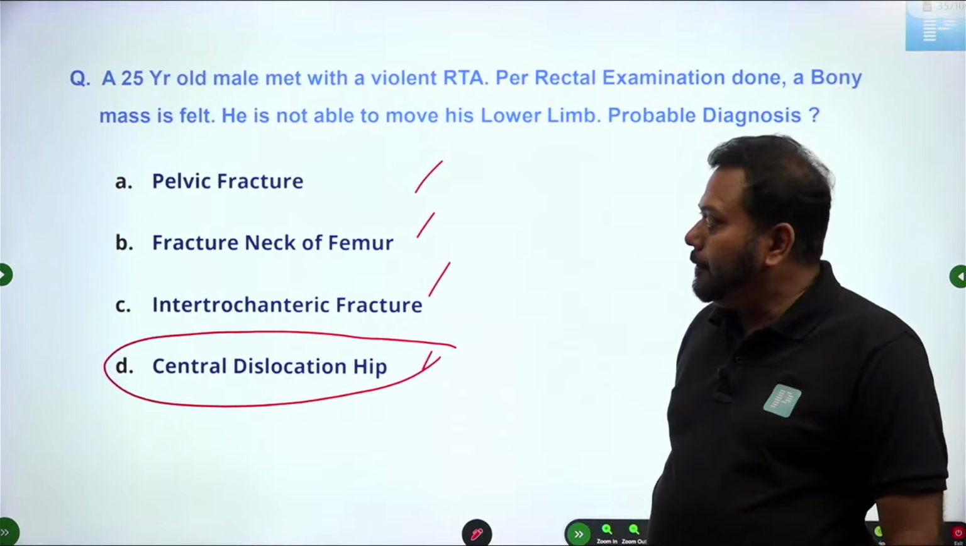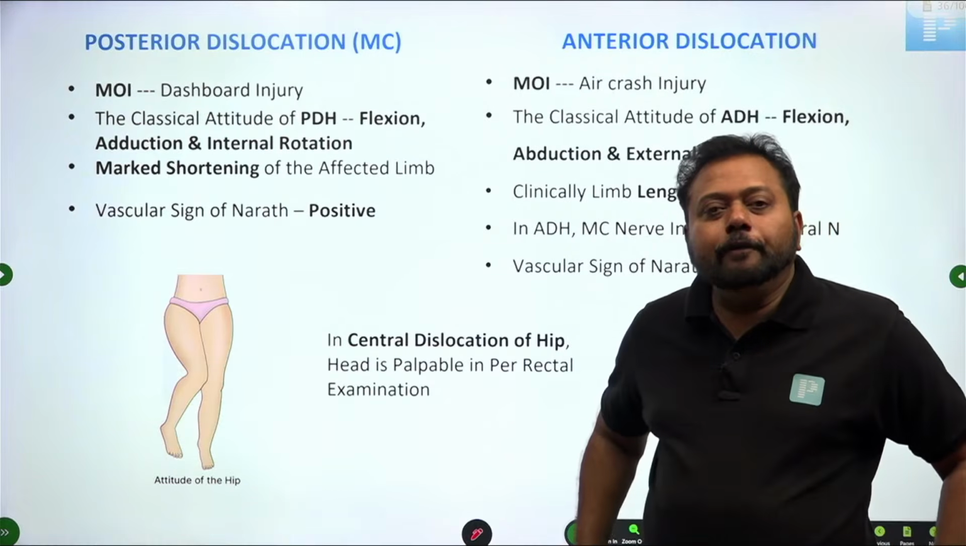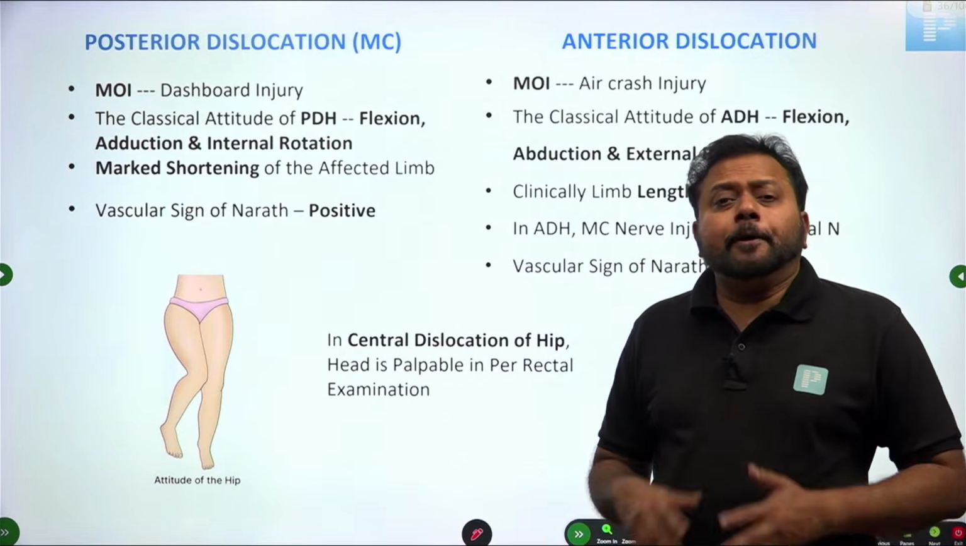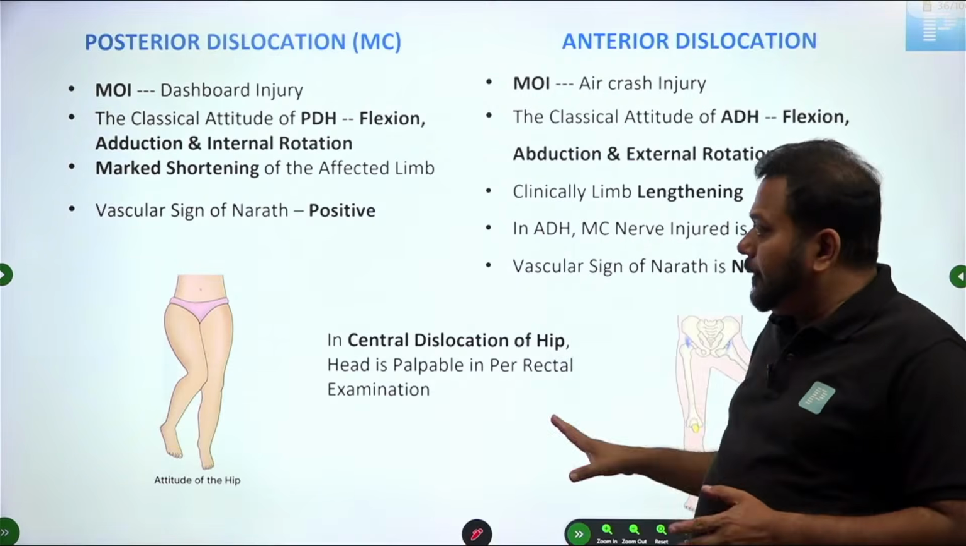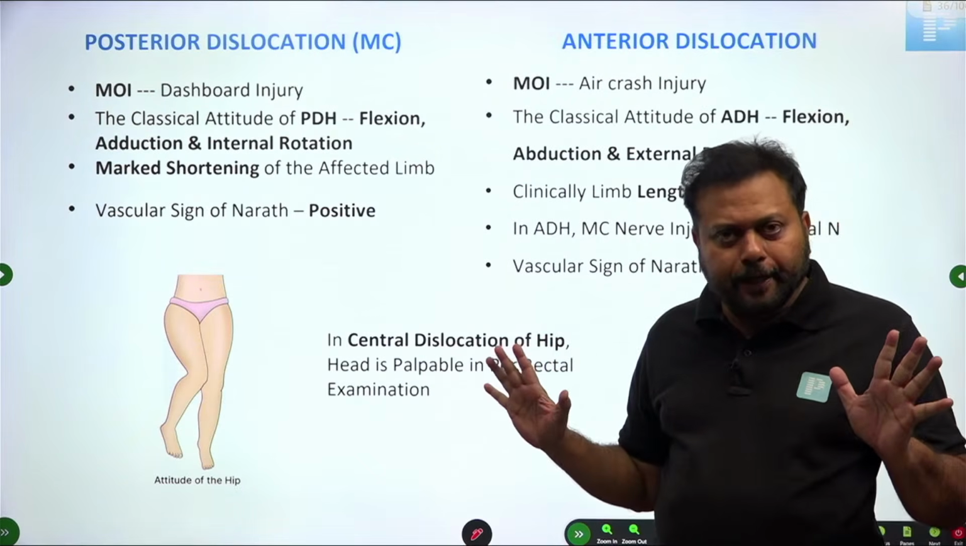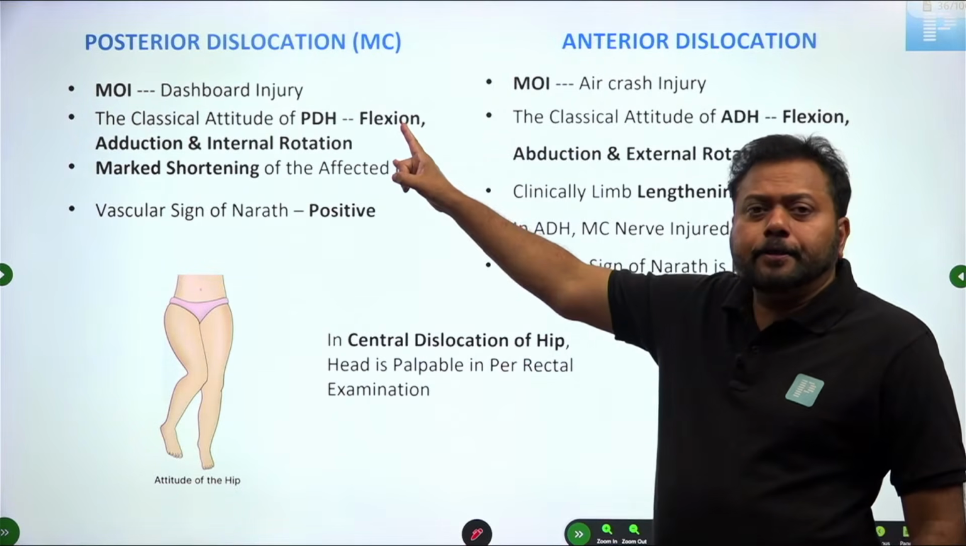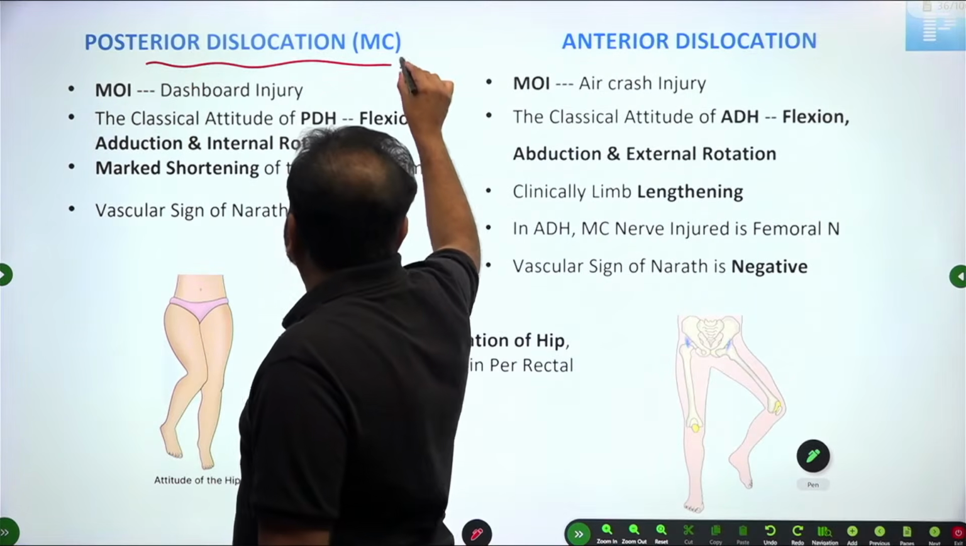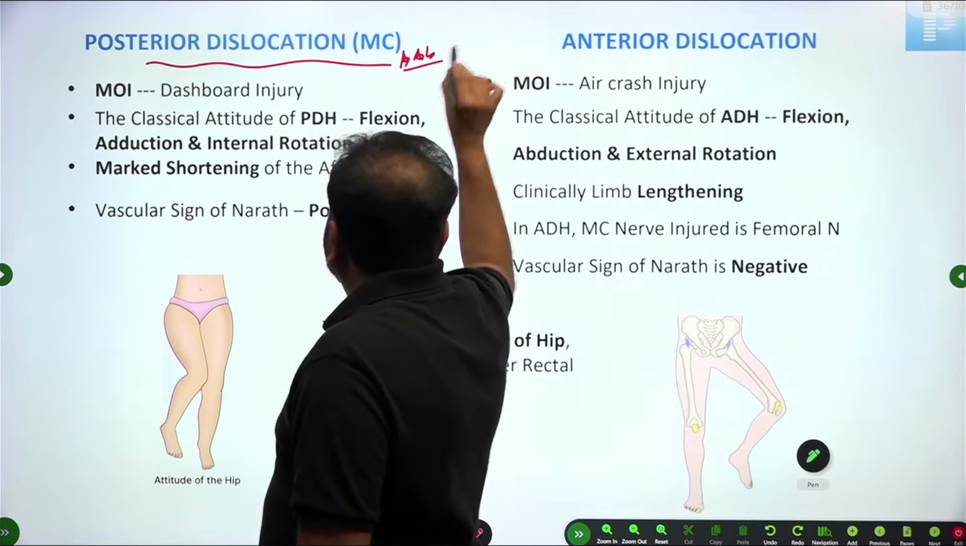Superb. Now, we will finish dislocations of the hip, an unavoidable topic for FMGE. In one slide, we are going to finish in 2 minutes. Posterior dislocation is the most common type. Most common type of hip dislocation is posterior. A 1 lakh times repeated question.